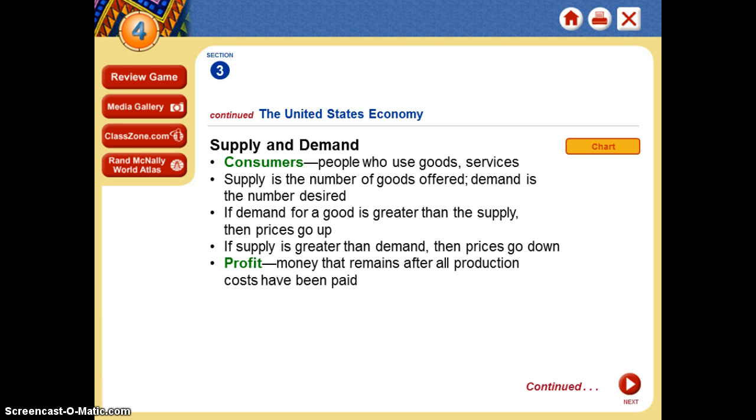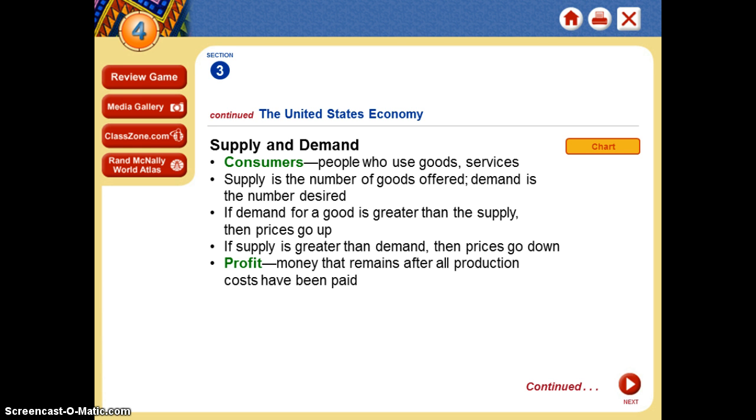This all functions on the law of supply and demand. Consumers, people who use the goods or services, demand a certain number of a particular item. You have 100 phones and you have 1,000 people lined up to buy the phone. If that demand for that particular good is greater than the supply, you can expect the price to go up. Now, if you have 1,000 phones and only 100 people wanting them, that's a situation where supply is greater than demand and the prices go down.